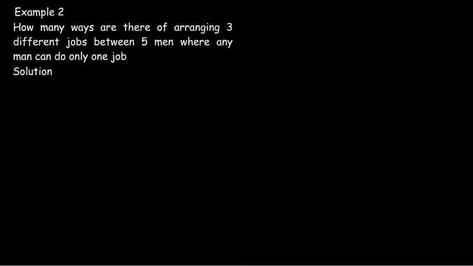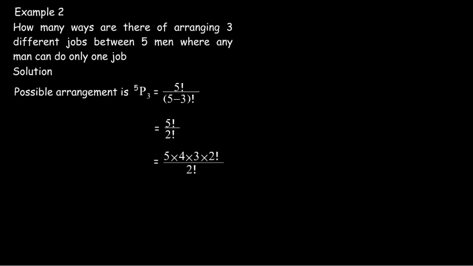We have another example that states: how many ways are there of arranging 3 different jobs between 5 men where any man can do only 1 job. Now the possible arrangement is 5 permutation 3, that is we are choosing 3 men from a possible pool of 5. This will be equal to 5 factorial divided by (5 minus 3) factorial, which should be equal to 5 factorial divided by 2 factorial, which is equal to 5 times 4 times 3 times 2 factorial divided by 2 factorial. Our 2 factorial in our numerator and our denominator is going to cancel out.